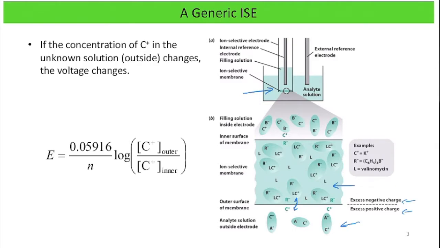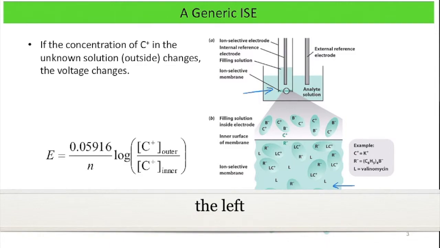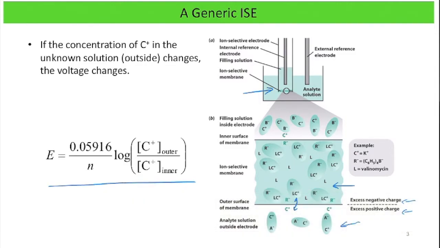And it's that potential difference that's going to determine what voltage is measured by the electrode, and then that voltage can be converted into a concentration using a calibration curve. So the equation on the right shows the Nernst equation for this particular electrode. Because the concentration of our analyte within the membrane is constant, the change in voltage is only going to depend on the concentration in the analyte solution.